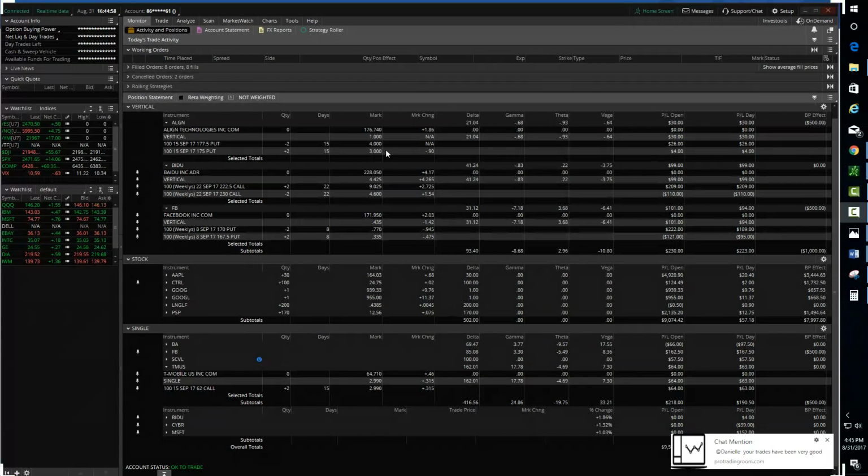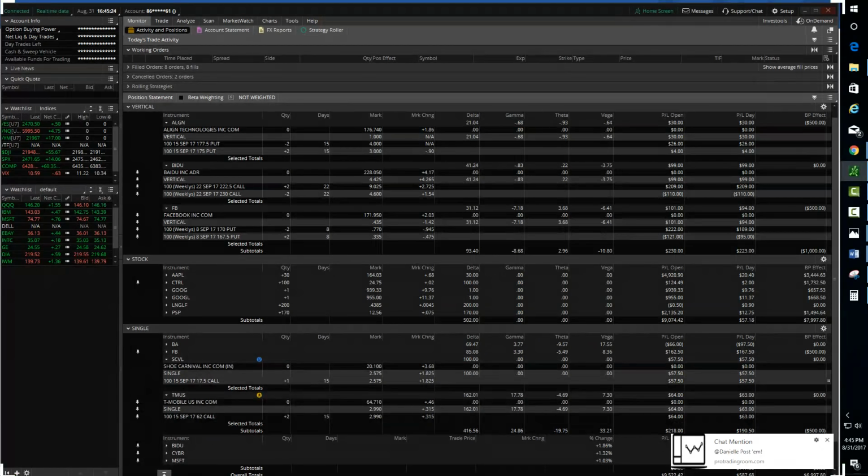I'm just trying to show you guys that with a small account, it is possible. It is a lot harder because you have to be very specific about your entries and your exits, and you have to be very disciplined. That's why I try to do the risk reward things that I do. I only buy small calls, like these calls for $2.90.